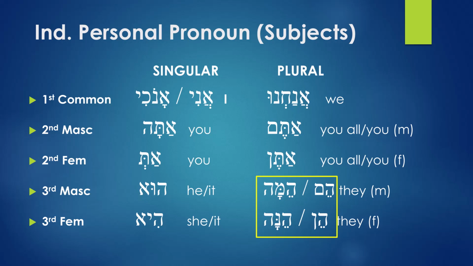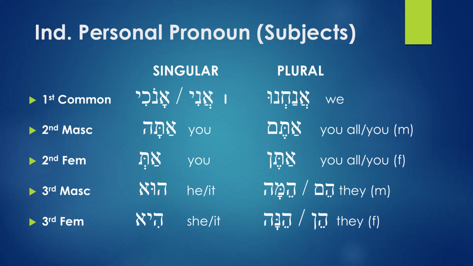Again, in English, it's one word, the same word. But Hebrew uses different pronouns based on the gender of the noun, and so it separates the gender. Each gender has its own pronoun that it uses. So you can see that the second person has masculine and feminine, the third person has masculine and feminine. The common only has one form in the singular and one form in the plural.